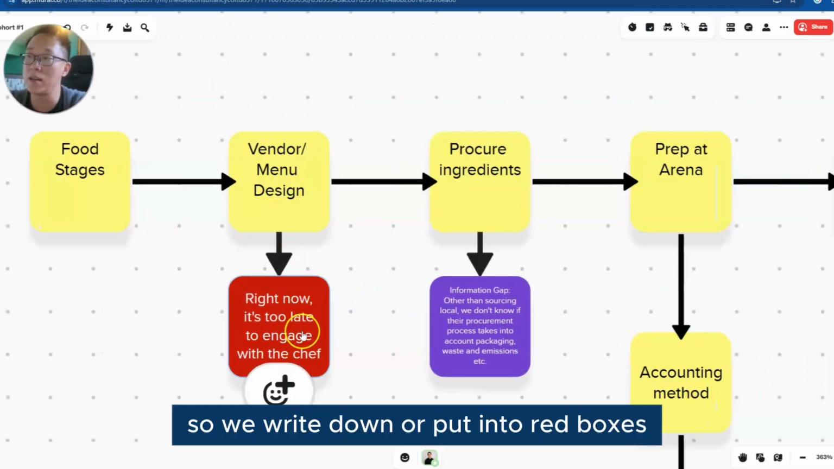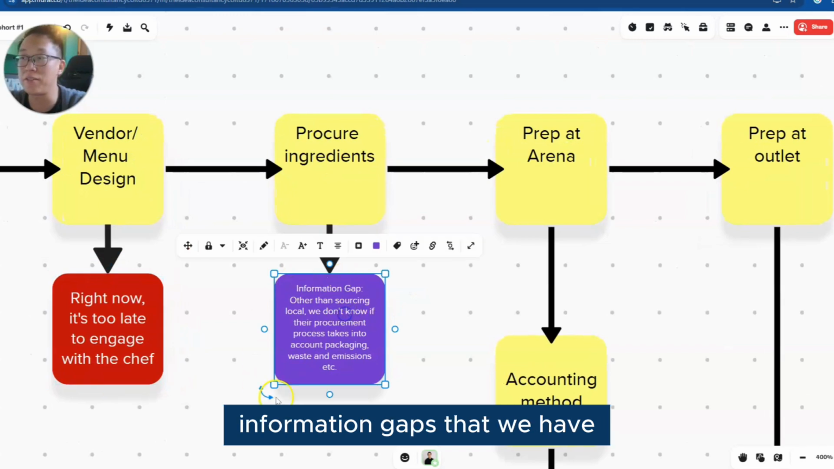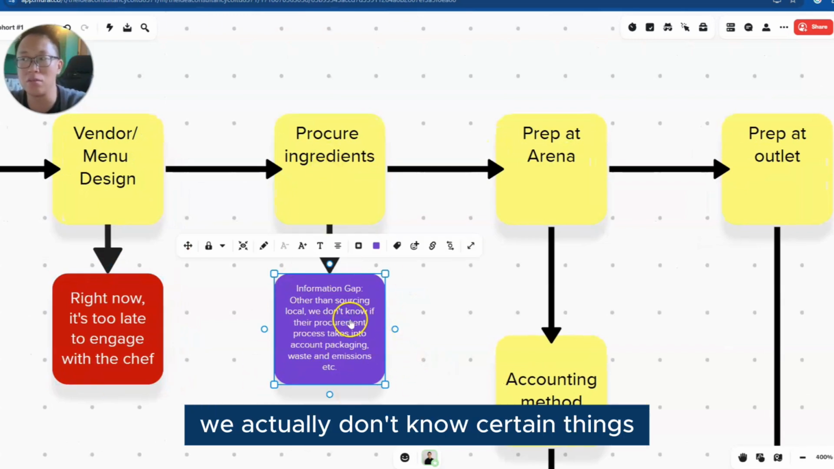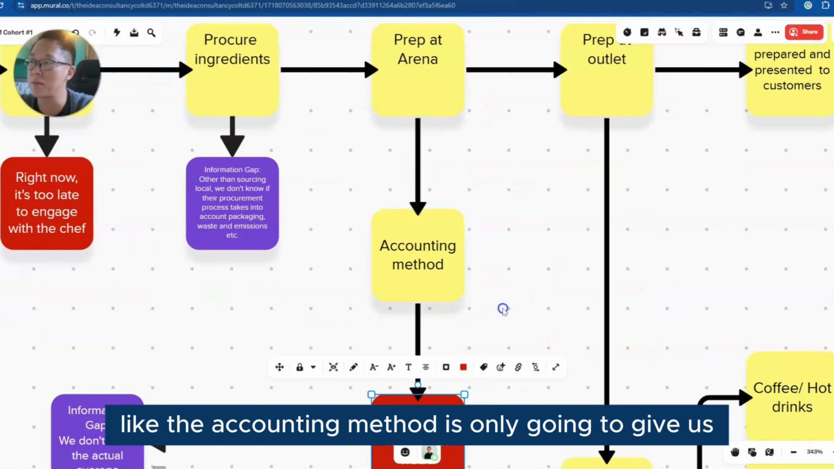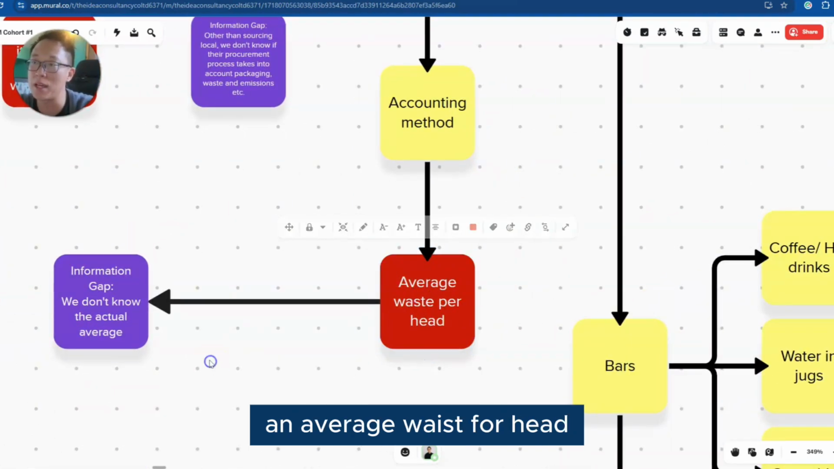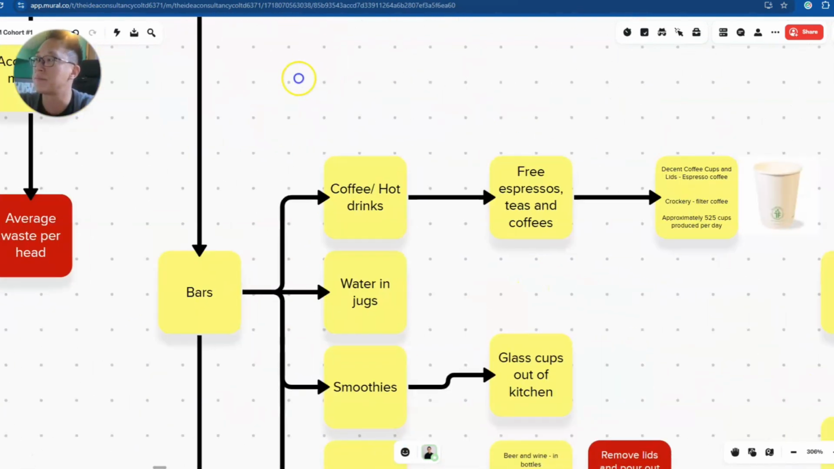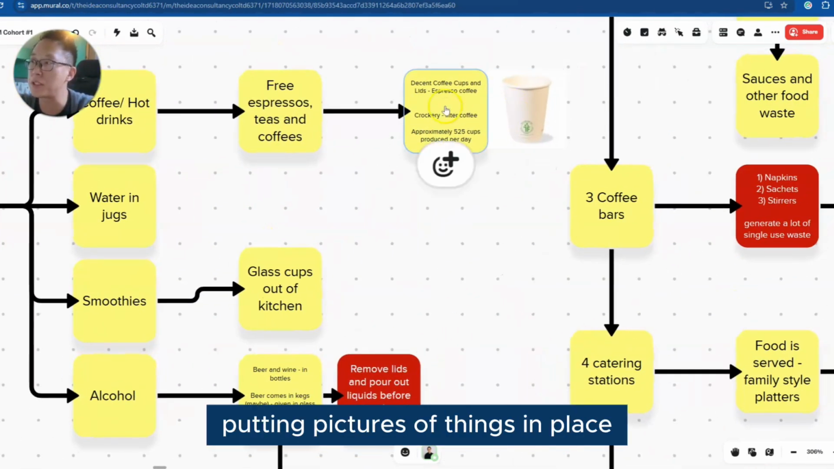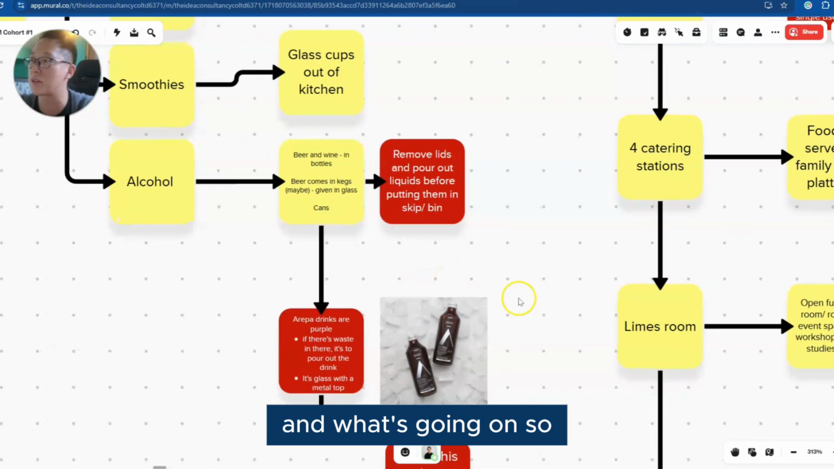So we write down or put into red boxes challenges that we have. Purple boxes, information gaps that we have. We actually don't know certain things. And we might have certain assumptions, like the accounting method is only going to give us an average waste per head, but not the actual average. So an information gap for that particular event. And we can already start putting pictures of things in place and go, hey, this is what's actually happening in this area and what's going on.